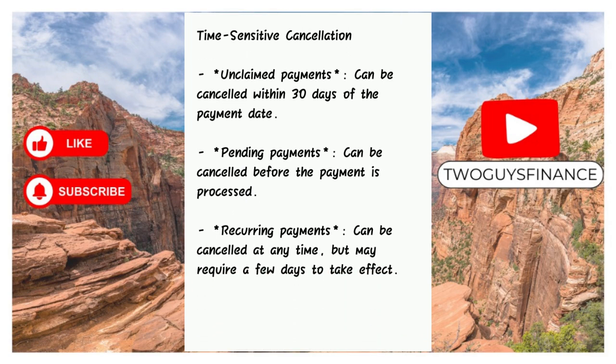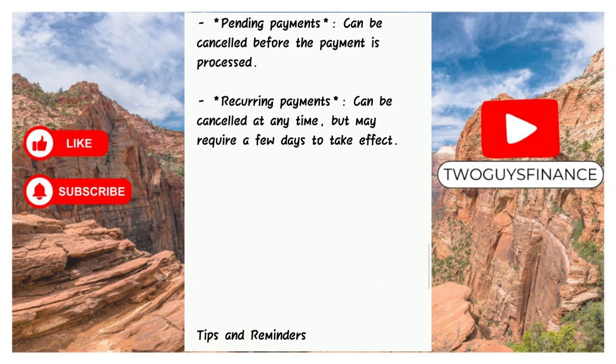So a couple of things you got to note is for time-sensitive cancellations. Now, unclaimed payments can be cancelled within 30 days of the payment date. Now, pending payments can be cancelled before the payment is processed, whereas recurring payment can be cancelled at any time, but may require a few days to take effect. So those are the things you got to take note of.